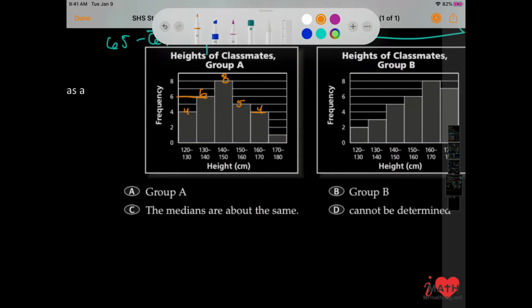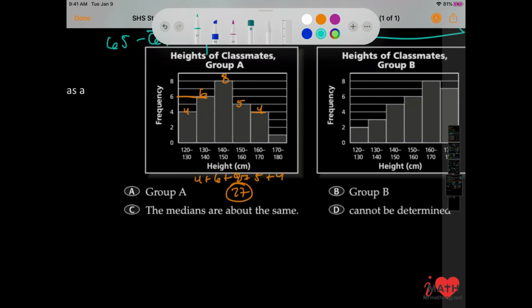So if I add all those up, 4 plus 6 plus 8 plus 5 plus 4, this will give me 10, 18, 27. Let me double check that. Uh-oh, can I not count? 4, 10, 18. I think that's right, right?